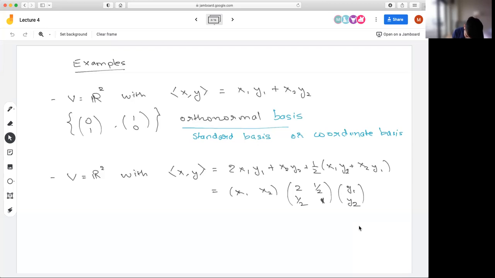So if we write x equals (0, 1) and y equals (1, 0), then in x inner product y, the x1 y1 and x2 y2 terms will be 0, but then we will get this part, and I guess x2 y1 is 1, so we get half. So they are no longer orthogonal.